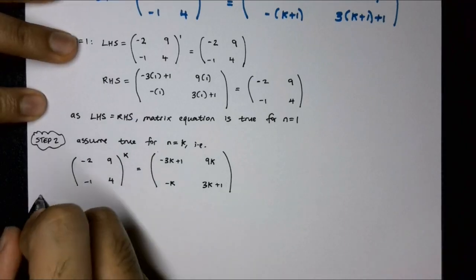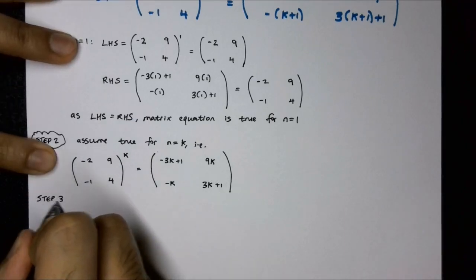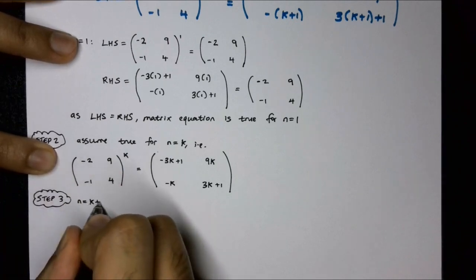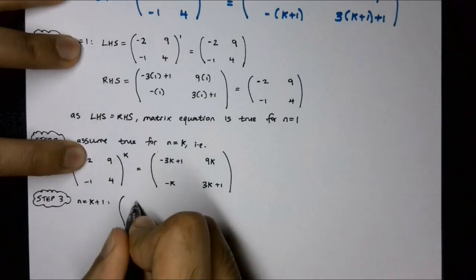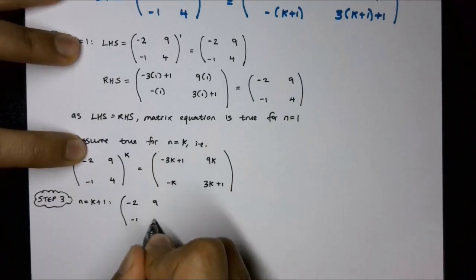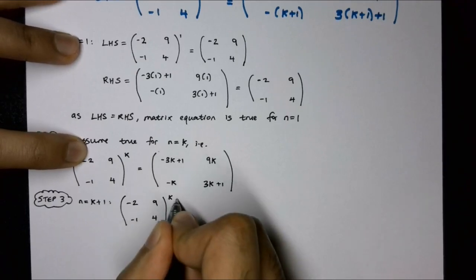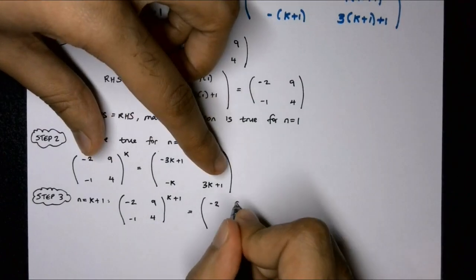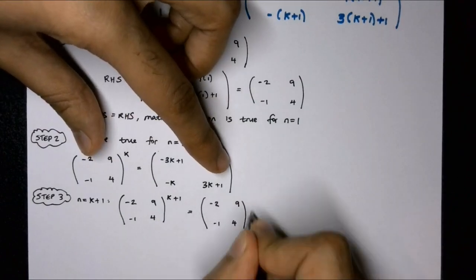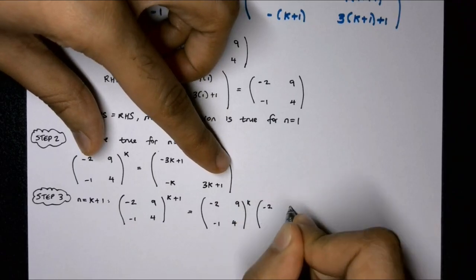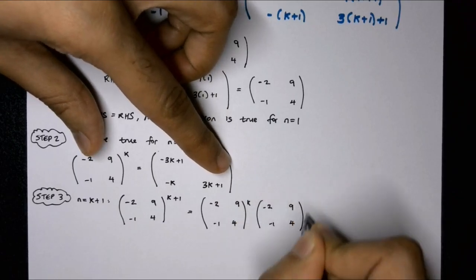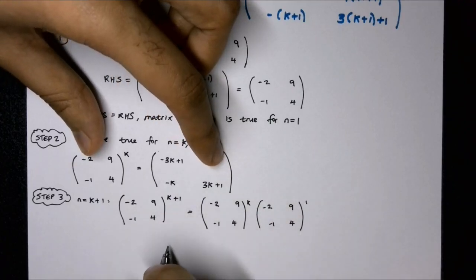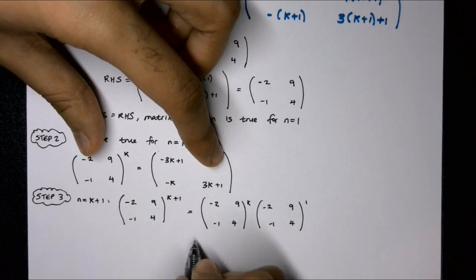So when we move on to our third step, our inductive step, we see what happens when n is equal to k plus 1. So we've got [-2, 9; -1, 4] to the power of k plus 1. Now we can rewrite this using the laws of indices as [-2, 9; -1, 4] to the power of k, lots of [-2, 9; -1, 4] to the 1. Same base, we add the powers, we get this result here. So now we need to use matrix multiplication to simplify all this.